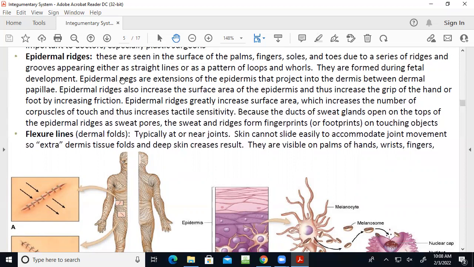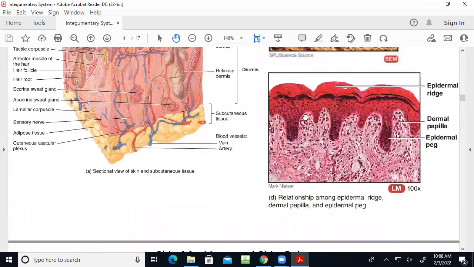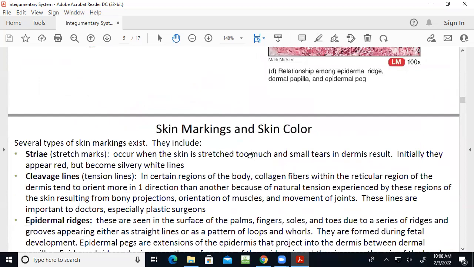Okay, and these relate to those epidermal pegs that I was just talking about, extensions of the epidermis projecting into the dermis between the dermal papillae. They function to increase the surface area of the epidermis and thus increase the grip of the hand or foot by increasing friction.